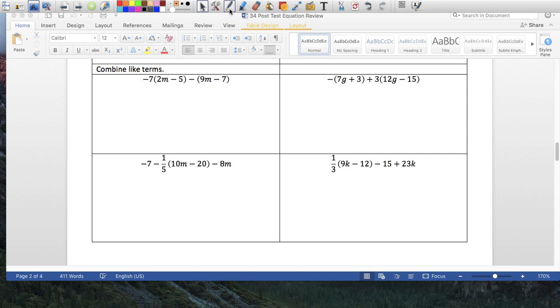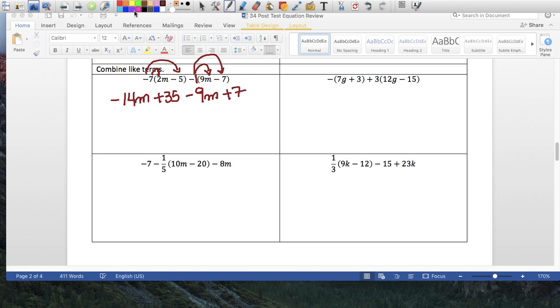Combine like terms, definitely on your test. So remember, this 7 outside is negative, okay? So negative 7 times 2m is negative 14m. Negative 7 times negative 5 is positive 35. Careful. There is no number outside here, but pretend there's a 1. I think it's easier if you think about it that way. So negative 1 times 9m is negative 9m. Negative 1 times negative 7 is positive 7.